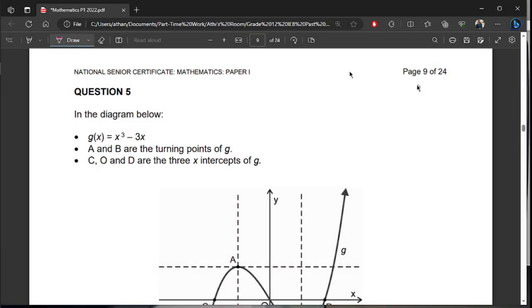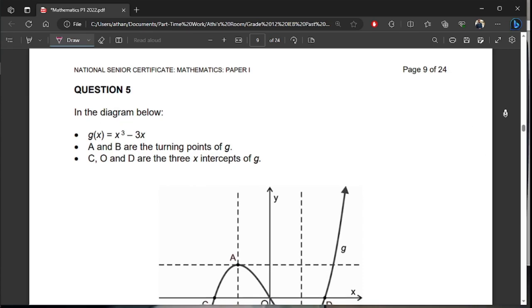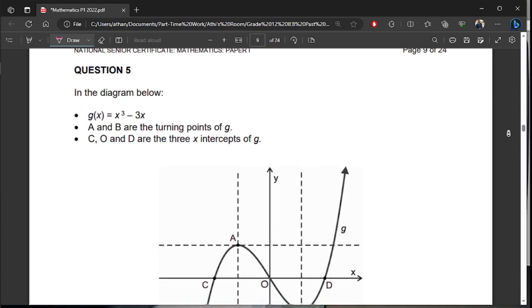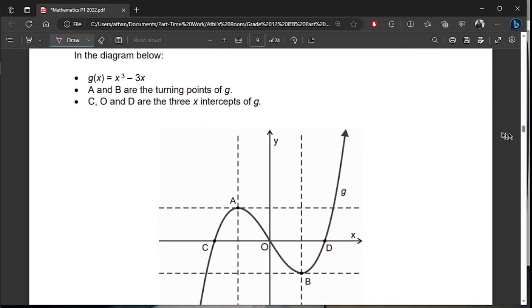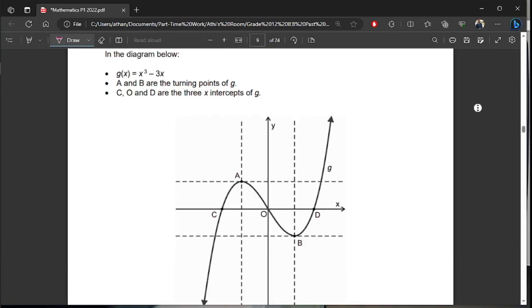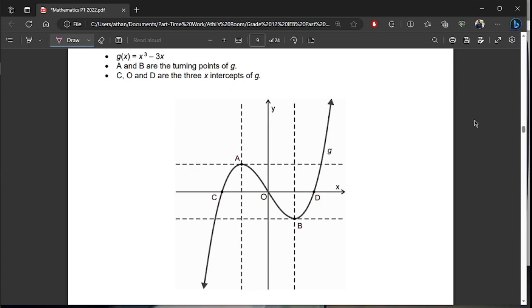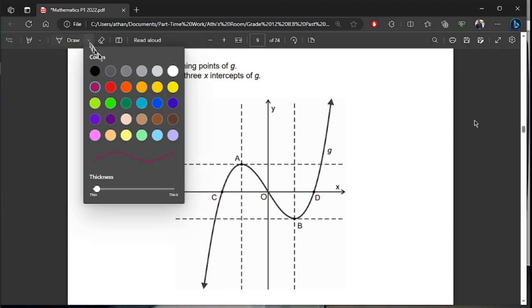Okay, guys, question 5. Let's see if we can do question 5 quickly. In the diagram below, let me just show the diagram. I think I'm going to zoom out a lot here, so please, guys, bear with me. So this is the diagram we are given here. Let me use a different color. Let's use blue this time.